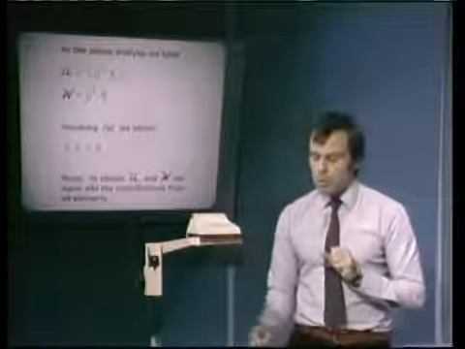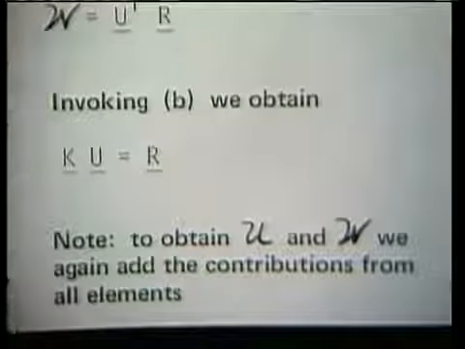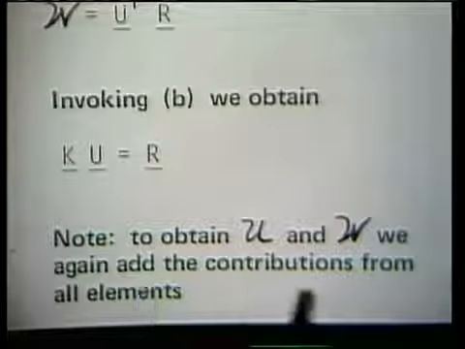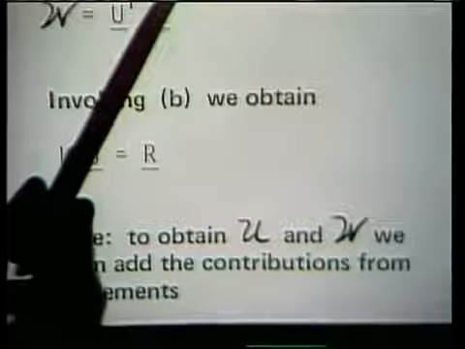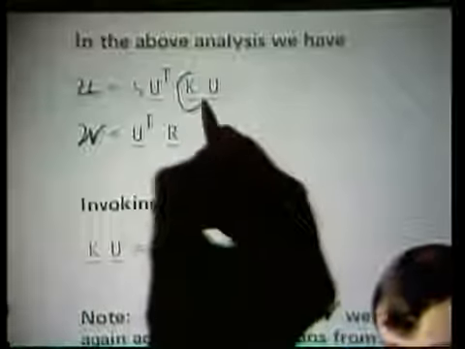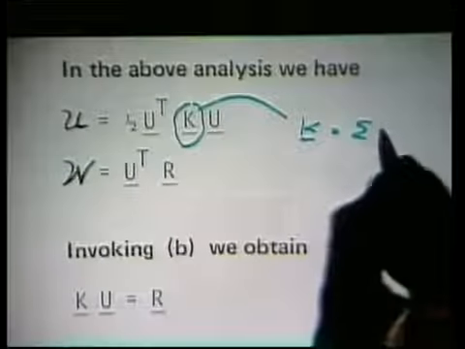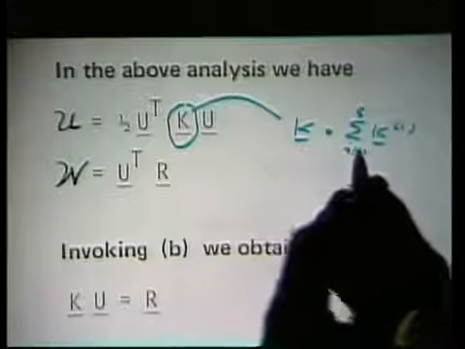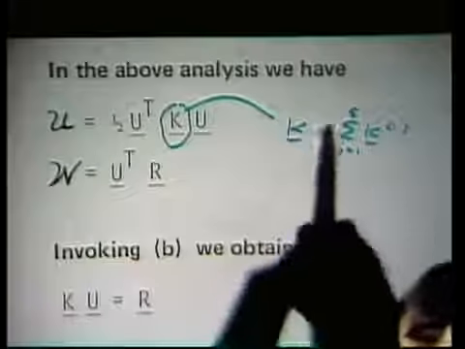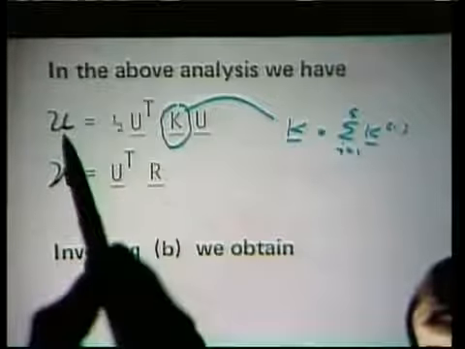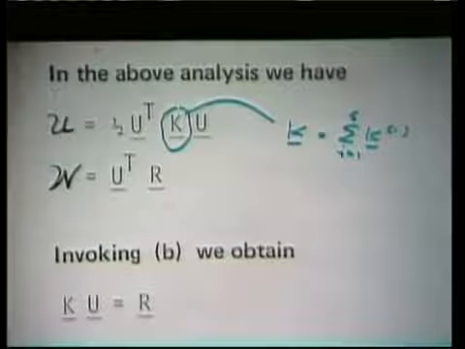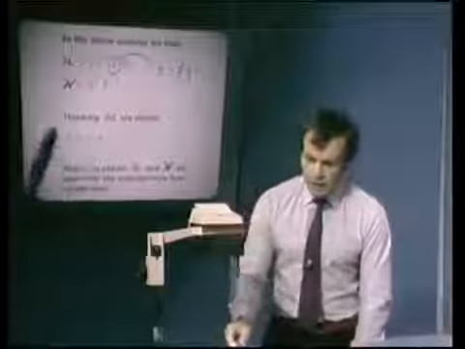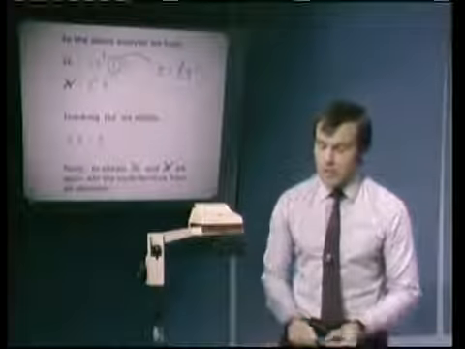Now, there's one important point. To obtain U and W here, we again can add up the contributions from all the elements using the direct stiffness method. In other words, this K here can be constructed as we have shown by summing the contributions over all the elements. And since this is true, we can also write this total U as being the sum of the UIs, if you want to, the strain energies of all of the individual elements. So here too we could use the direct stiffness method.